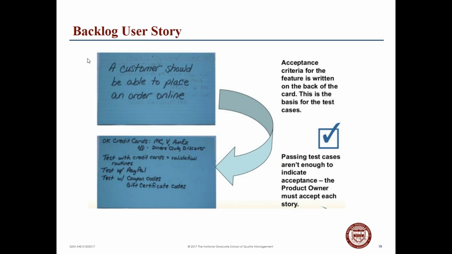So for example here, this is a story from an interview with the end user. As the first post-it note says, a customer should be able to place an order online. Again, the criteria for this feature is written on the back of the card. This is the basis for test cases. On the front of this, it's actually a card, not a post-it note. It shows what the expectation is, and then the criteria of what is necessary is on the back, as you can see below here, flipped over.